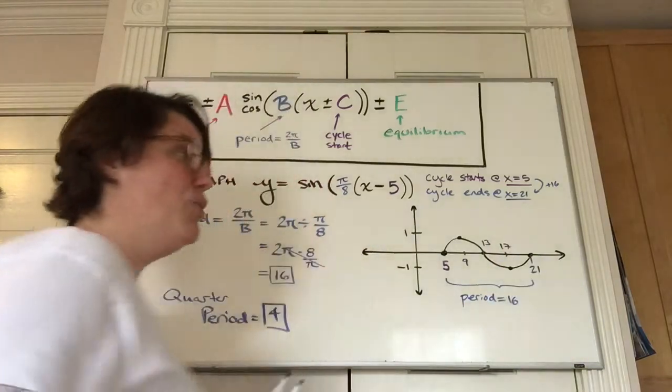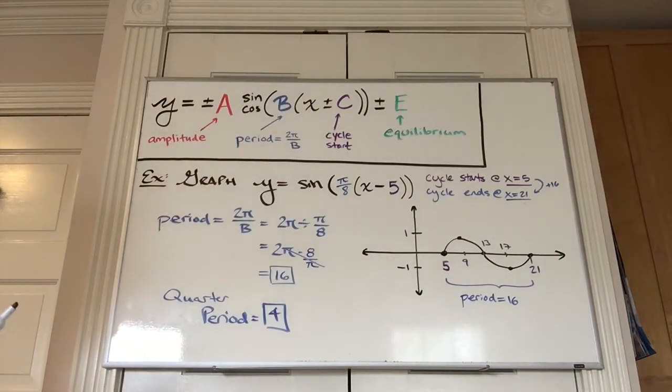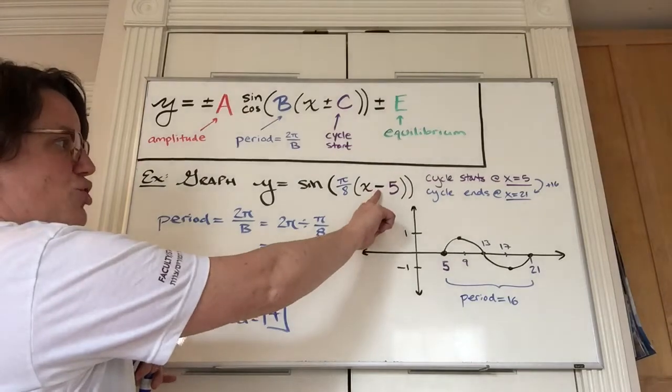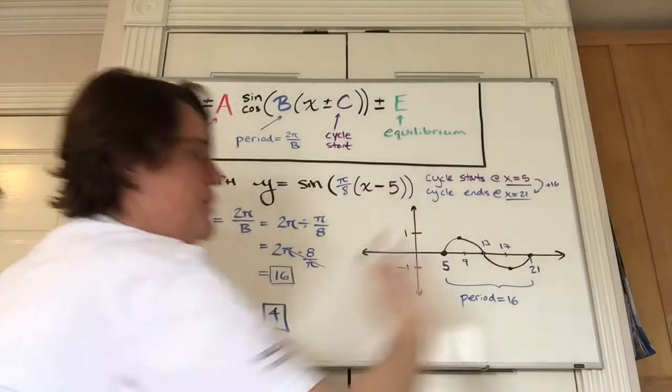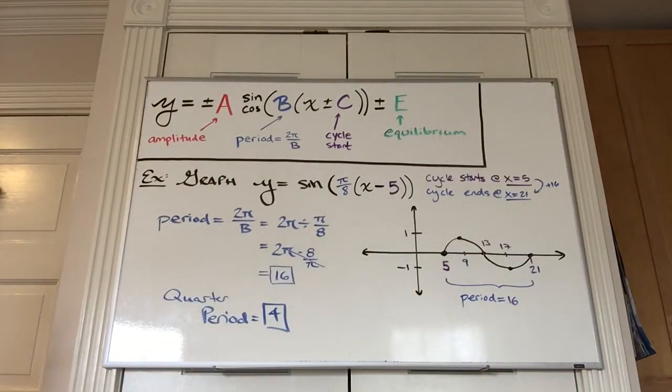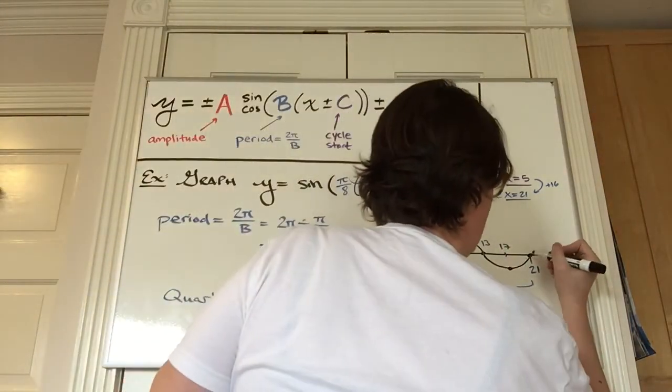4 units after that, I would indeed close out my period at 21. So the cycle started at 5, it ended a full period later at 21. It turns out, though, these graphs, of course, go forever forwards and backwards, and that means you could keep going with this graph if you wanted to.